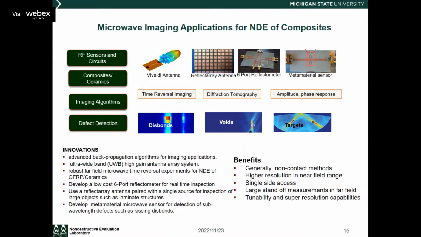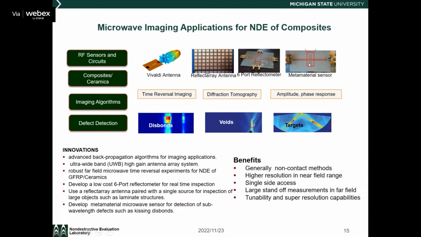And for microimaging, you can have a wide range of microwave sensor design and fabrication. For example, you can have Vivaldi, you can have a reflect array, which is more like a phase array geometry. In radar applications, you can have the 6-port measurement reflectometer, as I just mentioned before. You can also have a material sensor there, and this is a simple split ring resonator.